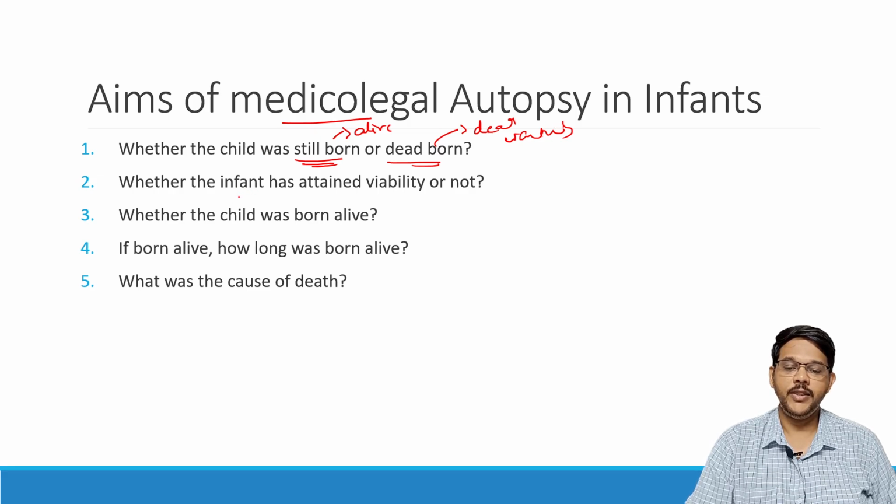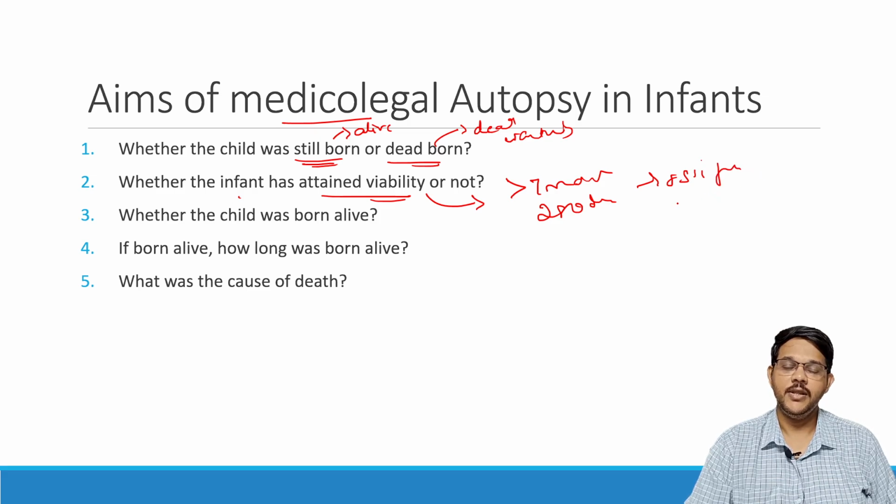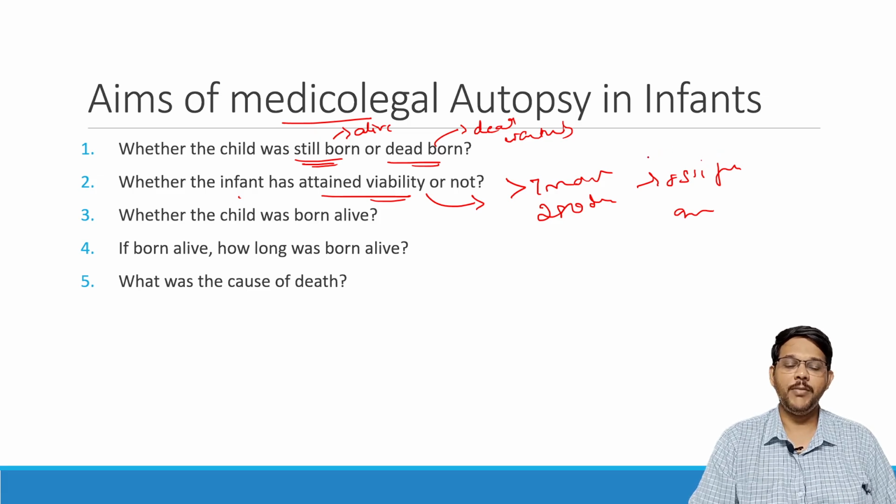Then you have to know whether the child has attained viability or not. Viability is determined by the age of the fetus. More than 7 months of gestation, or 280 days, is considered a viable child. This is determined by different methods like ossification centers, growth, head length, and abdominal girth. If the child is viable, it indicates that it can live independently without the assistance of the mother.